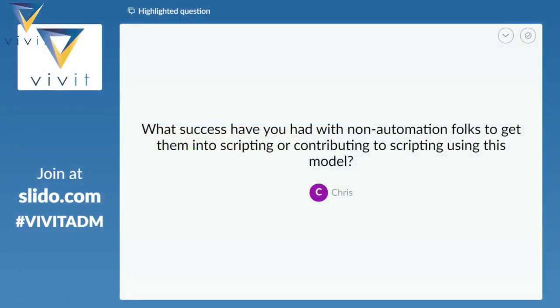So next question is from Chris. He wants to know, what success have you had with non-automation folks to get them into scripting or contributing to scripting using this model? I'm going to answer that in 2 ways. One is, when I actually had that story that I told, the project I was working on, we had 2 guys, and the guy I was working with, a great guy named Raghu.